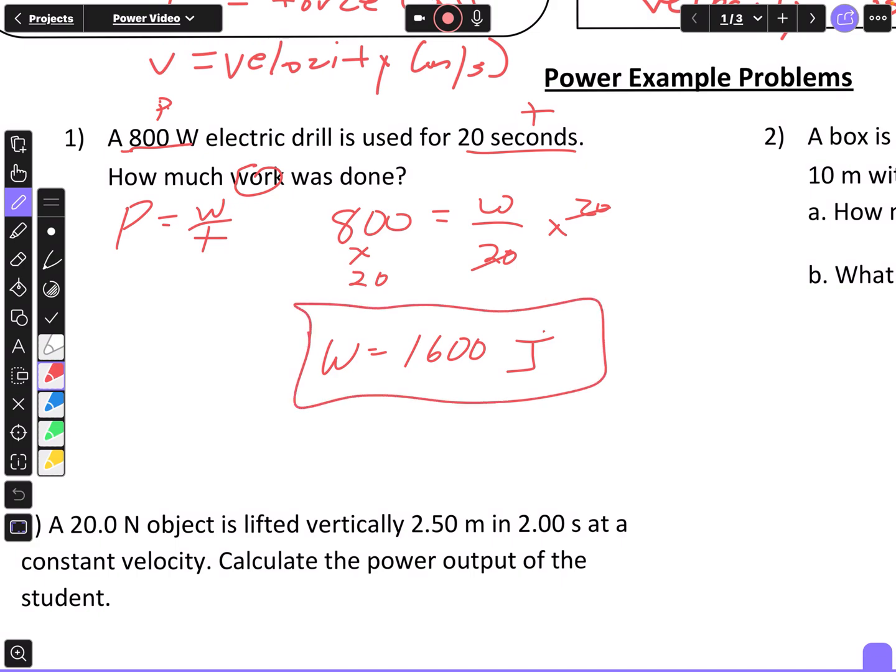Also, remember that for work to be done, something has to move a distance. If it's just being held or if nothing is moving, no work is done and no power would be done.